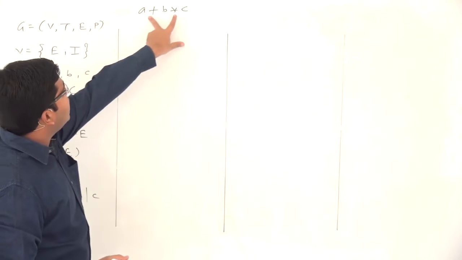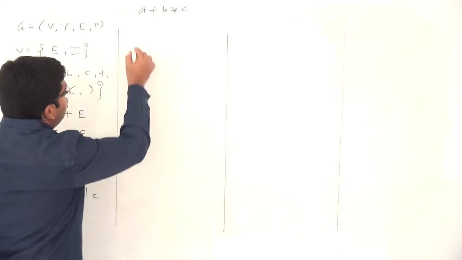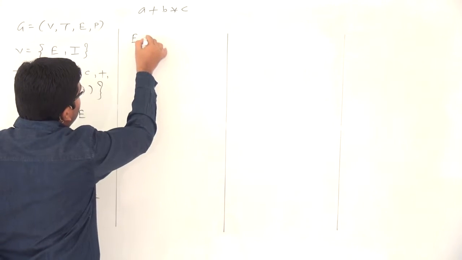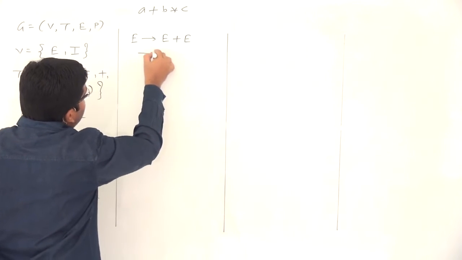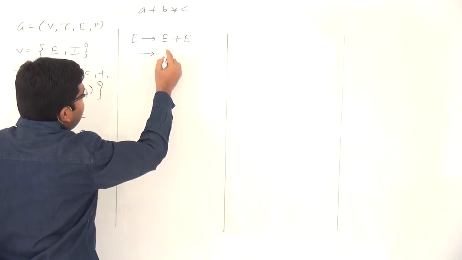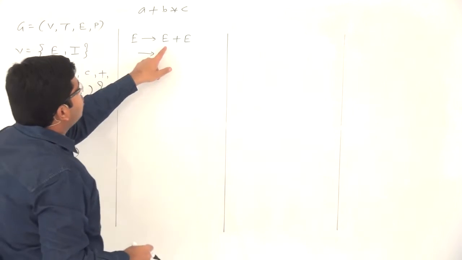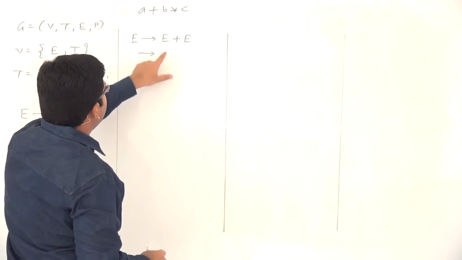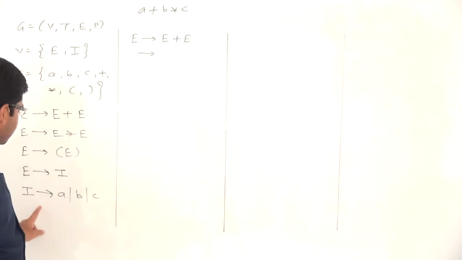Now we need a plus sign, and we need a multiplication sign. I need to begin with the starting symbol. So we will do it like this: E produces E plus E. Then after plus we need a multiplication sign. What we will do is follow leftmost derivation. So the leftmost variable is E, and this E will be replaced with I, applying E produces I, and this I will be replaced with A.